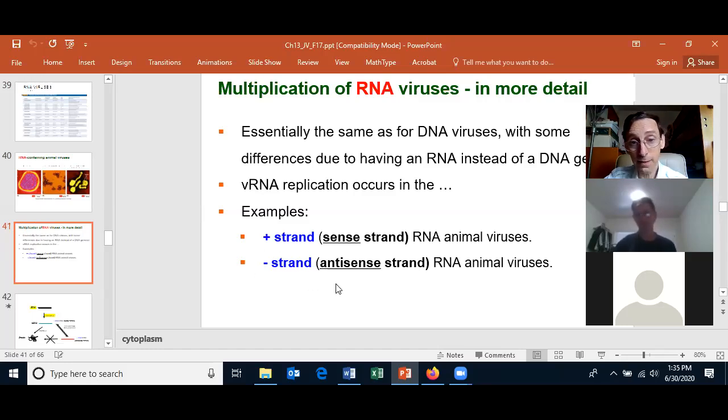The negative strand cannot be read by ribosomes, but the positive strand can be read by ribosomes. And so, regardless of what the genome is, only the positive strand is put into the cytoplasm to be read by ribosomes to make the viral proteins. Any question about any of that?